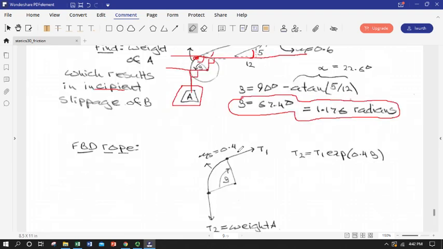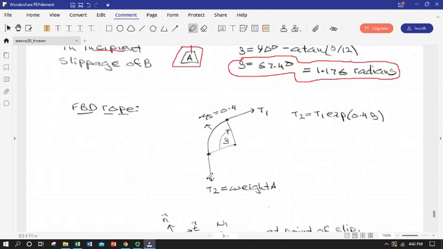We got a mu sub s of 0.4. We know that T2, our weight hanging downwards, our full max tension, is the weight of the block. So it's the weight of A. And so we know that the T1 that we're going to apply to block B is related to T2 by the exponent of our mu sub s of 0.4 times our beta angle, which is 1.176 radians. So if T2 is the weight of A, we can get T1 as the weight of A divided by a single number that we can calculate.